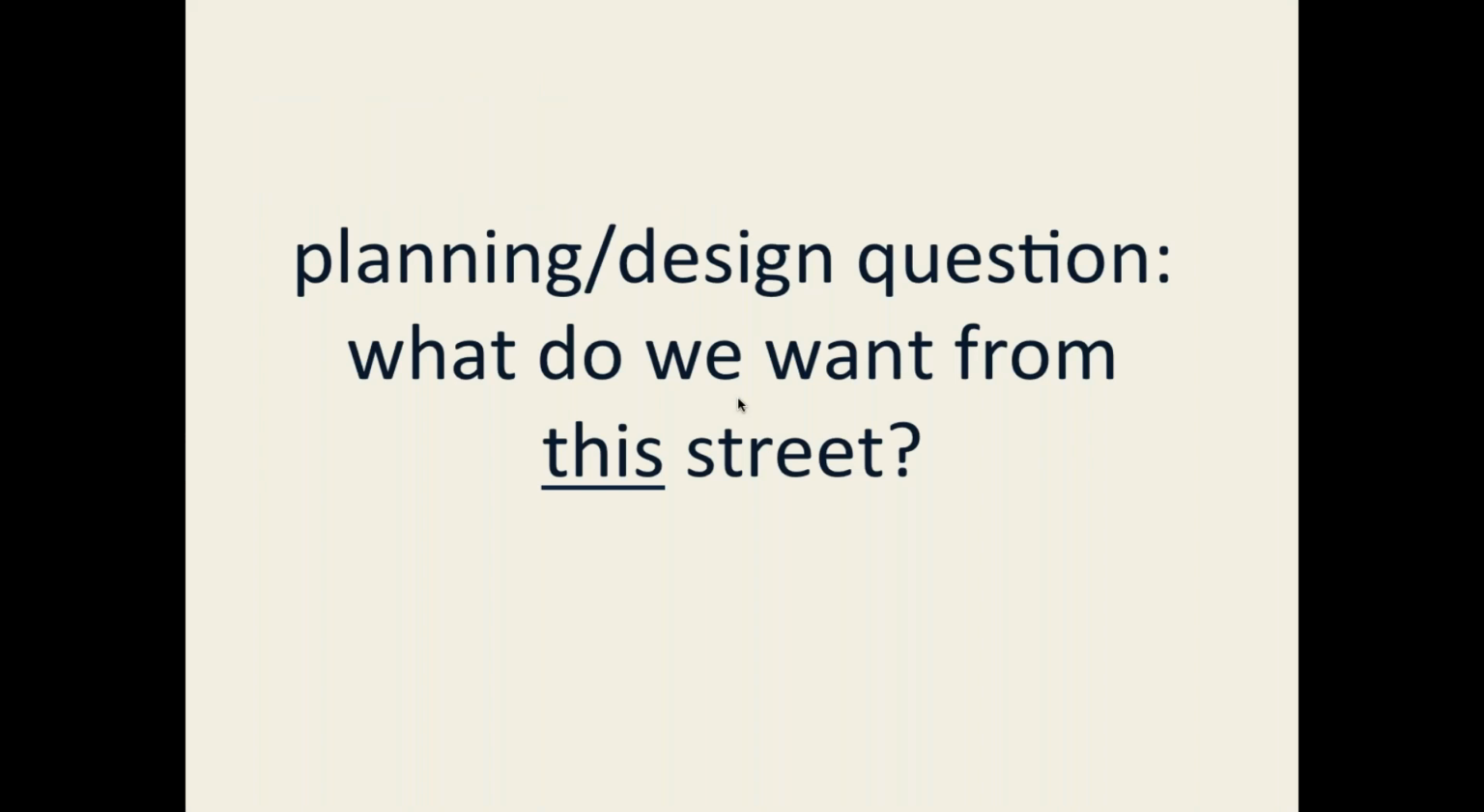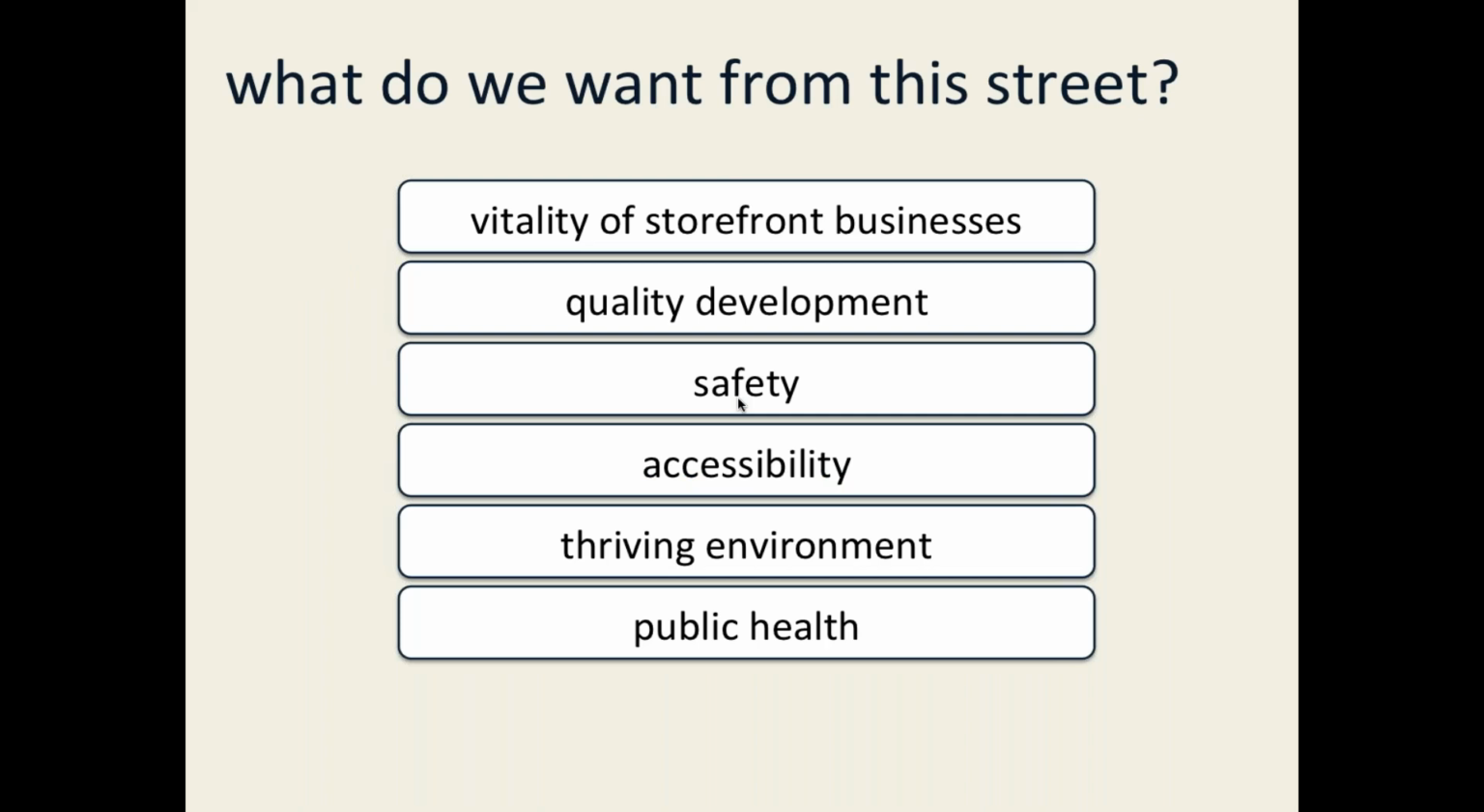So on that subject of what we are trying to accomplish, we like to pose the question this way, and you would think this would be the way we would go about it, but often it's not. The question when we're looking at planning and design is, what do we want from this street? What are we trying to accomplish? We've talked about quite a long list there. There are a number of things we might want to accomplish, all the way from economic goals to safety and accessibility to environmental and public health goals, all of which are important public policy issues.